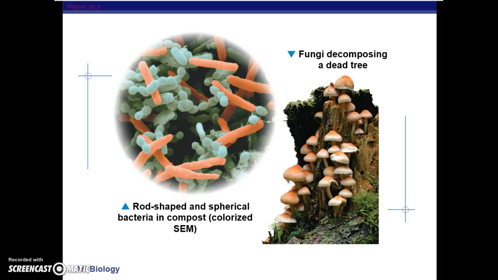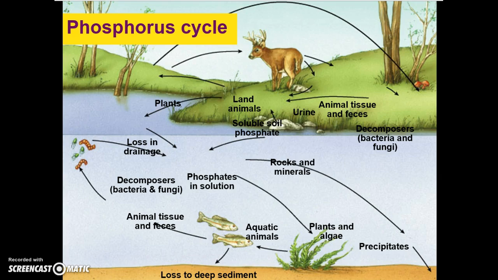This is part 2 of Chapter 55's lecture on ecosystems, and we left off talking about decomposers. And these two pictures are showing two examples of decomposers. One are bacteria, and the other are fungi. So now on to the next cycle, which is the phosphorus cycle.